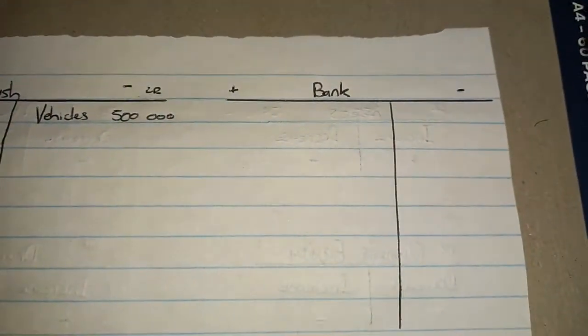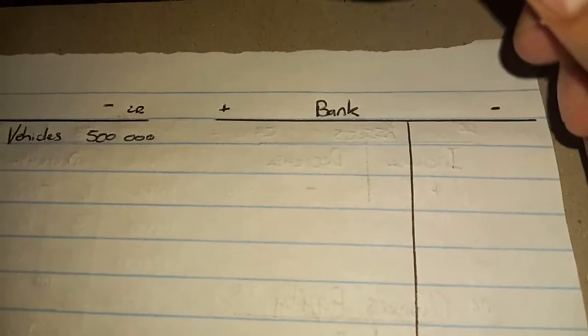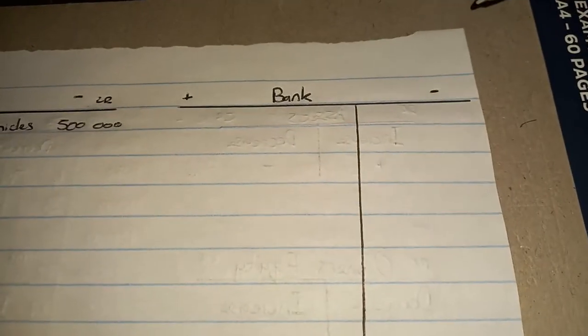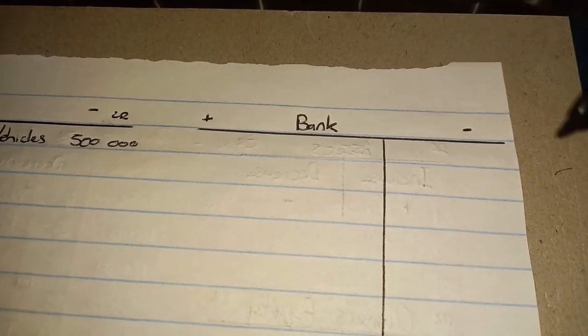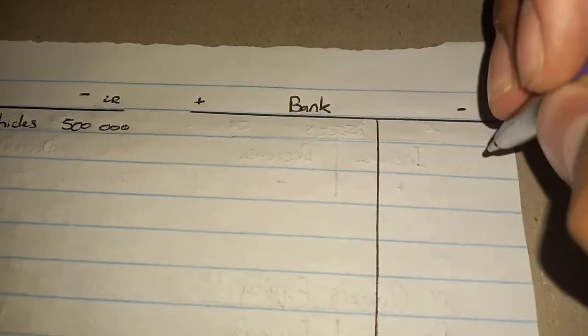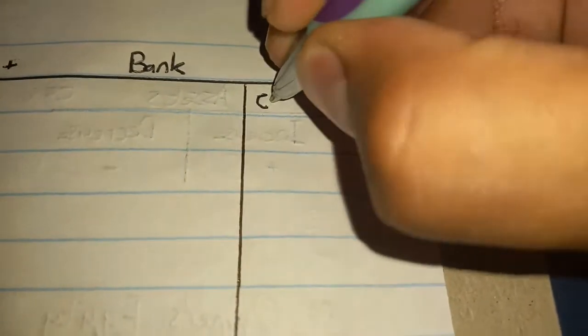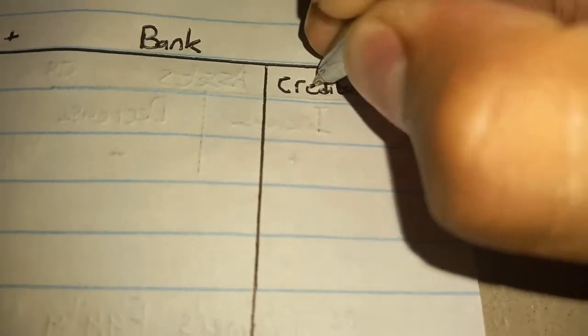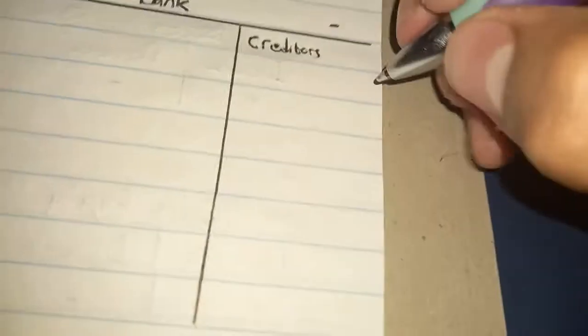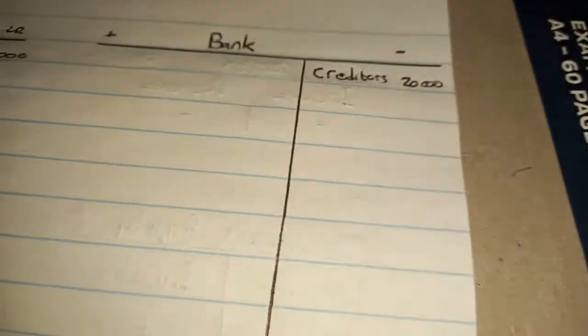I'm just writing in again because we already established this is an asset. So it's increase on the debit side and decrease on the credit side. We already established that we paid money to the creditors, so money is leaving the bank, so your bank is decreasing. So on the credit side, you just write your creditors. You need to know where the money is going. And for the amount, which was $20,000.